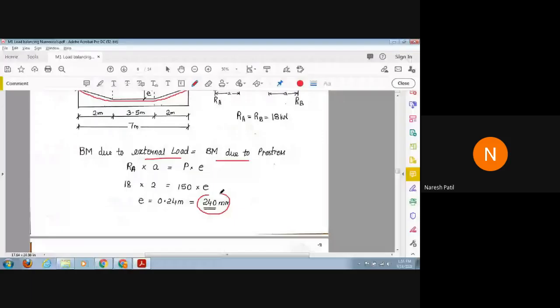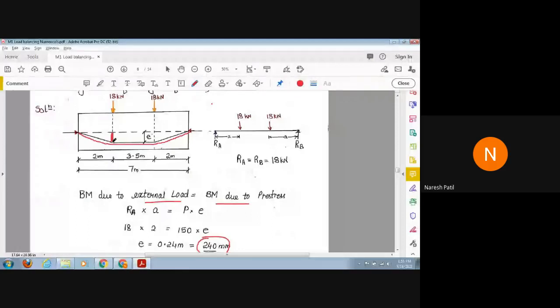So the cable profile is located at a distance of 240 mm from the center of the section. At support it is 0. Below the load it is 240, and you join them straight. How do you locate it? Here 240, here 240, join like this, and like this. So you have suggested the cable profile. Does anyone have any doubts in this? Please let me know if you have any doubts.